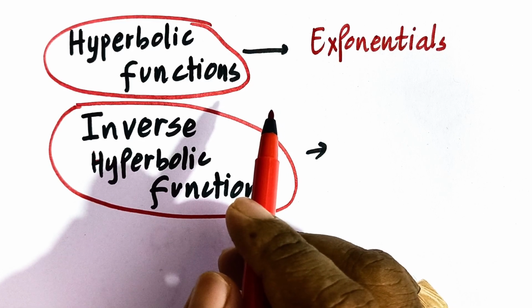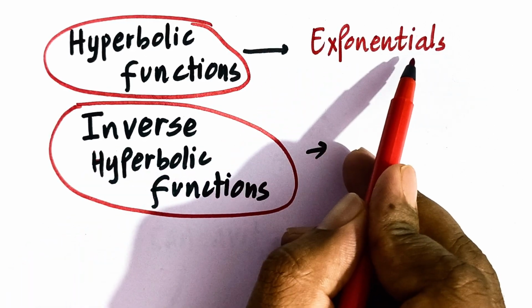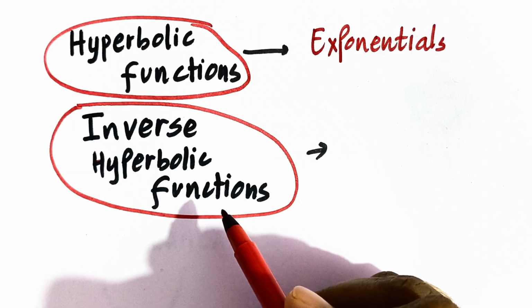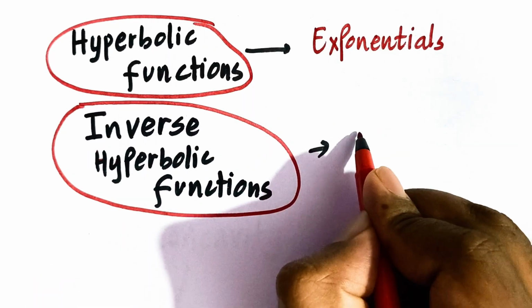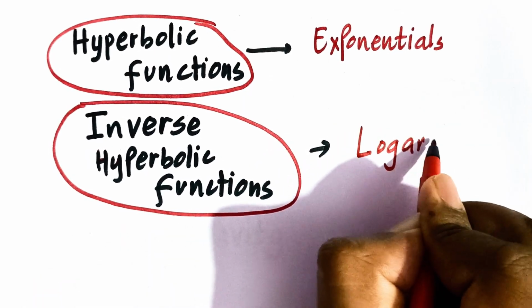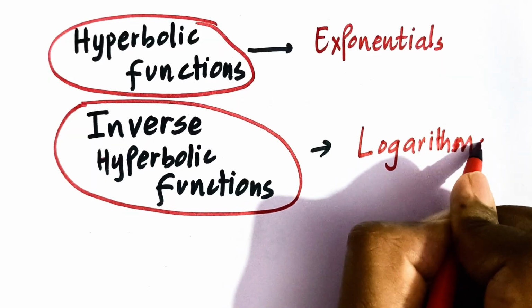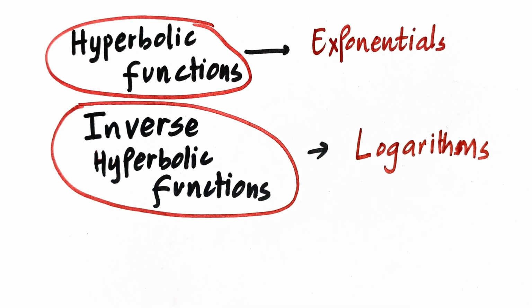Since hyperbolic functions are defined using exponentials, it is natural to guess that their inverses will be expressed in logarithms. And in this section, we will study the logarithmic forms of inverse hyperbolic functions.